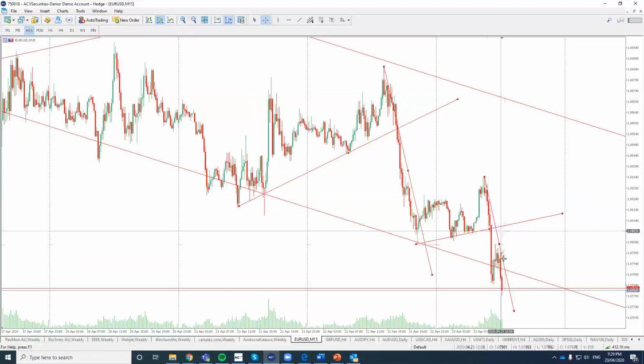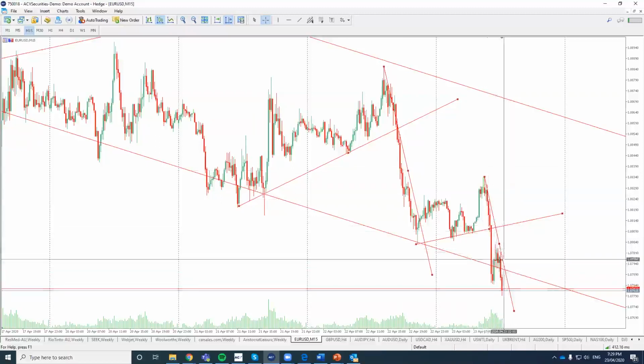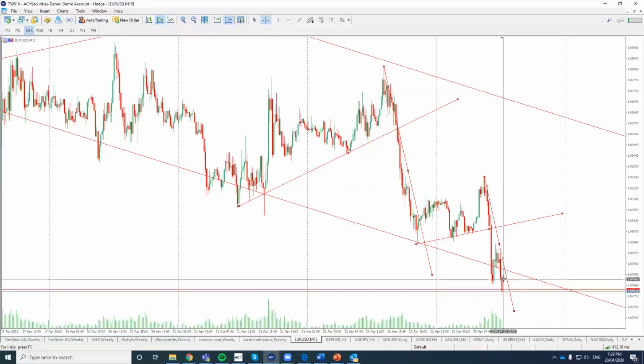Again, you draw another trend line going down. So at this point here, you would have been able to define it, which is basically where we're at now. And we start to look for an opportunity to take a short position.